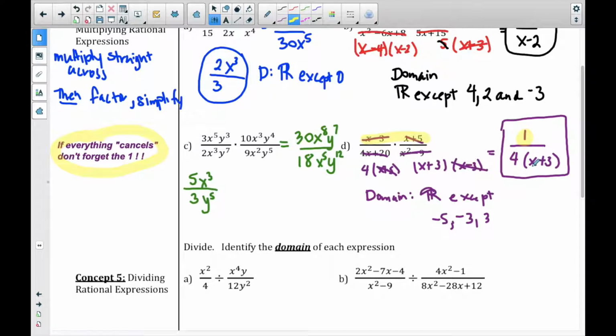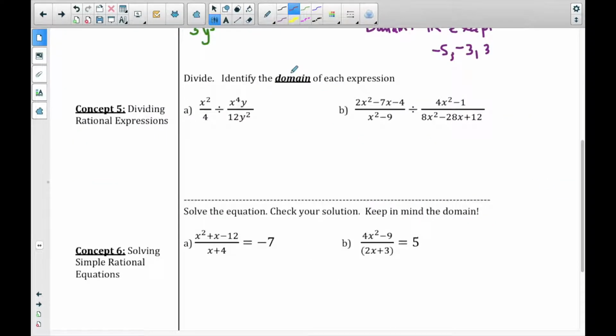Usually, if it's a test or quiz, I will say whether to factor it or not. If I don't say it, then just do either one. It doesn't matter. And then I can list the domain on this. So my domain is all real numbers except the 3 things that were in the denominator: a -5, a -3, and a +3.